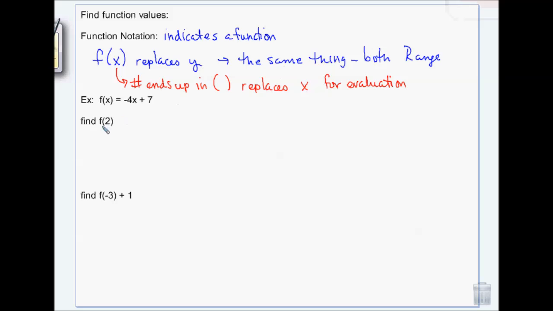So what we do is if f of x is negative 4x plus 7, okay? So I'm just going to rewrite it. Negative 4x plus 7. And I want to know what f of 2 is. I'm going to replace x with 2. And then I'm going to go from there. Negative 4 times 2 is negative 8, plus 7, that's negative 1. Okay.